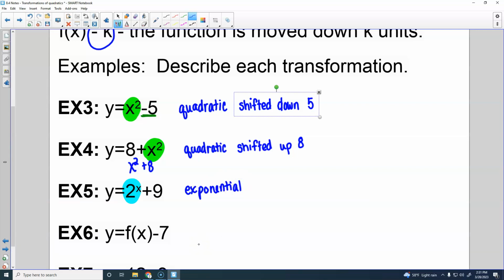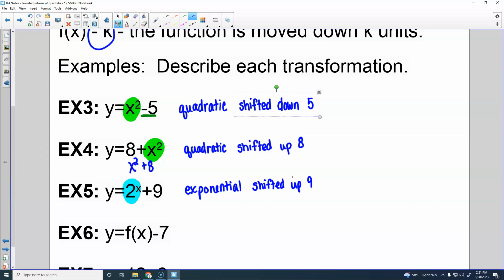Function, and what's happened to it with that plus 9? Shifted up 9. Now, it'll look very different from a quadratic. Exponentials have that shape where they increase really rapidly. So it would take that shape and it would move that whole shape up 9 units for that. So these rules that I'm teaching you for quadratics also apply to other functions.